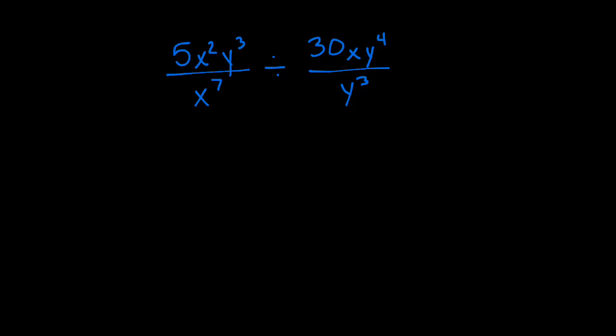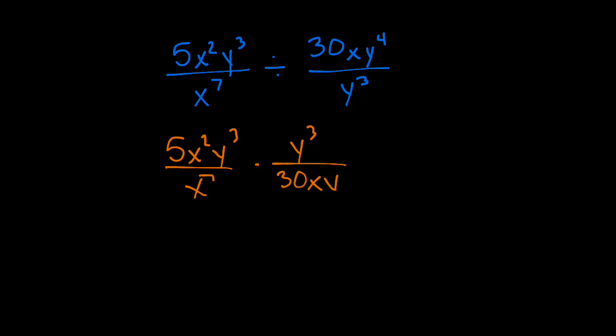So if we have 5x squared y cubed over x to the 7th divided by 30x y to the 4th over y cubed, all we're going to do is flip that second one, so 5x squared y cubed over x to the 7th, and multiply once we have that flipped. Okay, so all we have to do is flip it and multiply. Then we can start canceling a bunch of things.